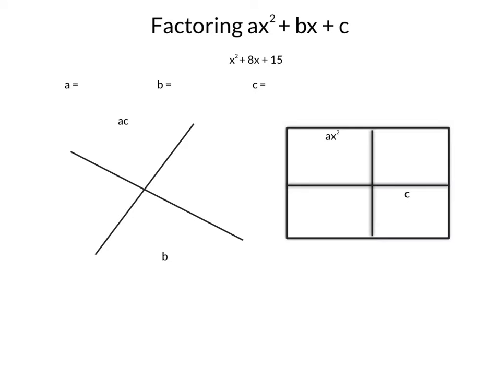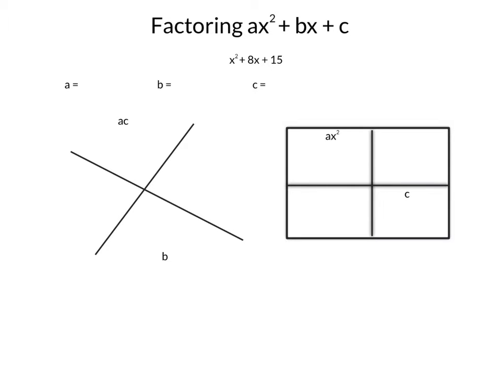Today we're going to start a lesson on factoring polynomials in the form of ax squared plus bx plus c. We're going to start off by looking at the example x squared plus 8x plus 15. Looking at the form of ax squared plus bx plus c, you'll notice a is our coefficient in front of the x squared term, b is the coefficient in front of the x term, and c is our constant term.